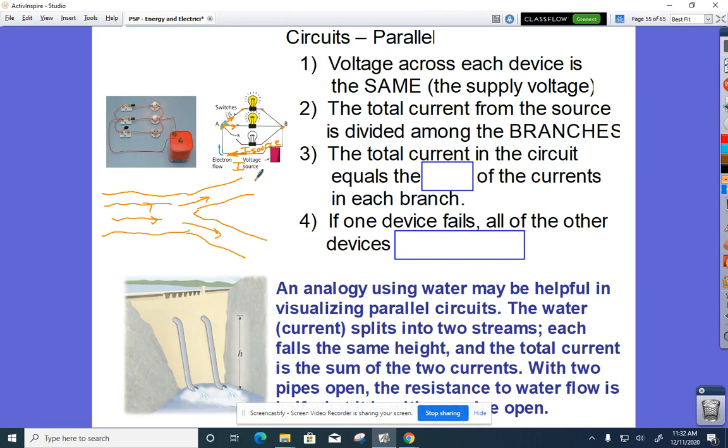The total current from the source is divided among the branches. The total current in the circuit equals the sum of the currents in each branch. So you could look at this and say, if I add up that current, if this is 5 GPM flowing through there, and this is 7 GPM, then I must have 12 GPM coming in through here. So we can sort of look at that as a mechanical analogy. If one device fails, all the other devices still work. So if somewhere we have a big clog here, a dam, we still get 7 GPM flowing through here. And so that would change the overall flow rate. If I lose that particular branch, I still have the other one operating. Here's a nice little mechanical analogy. Again, just said another way. I think this does the same purpose.